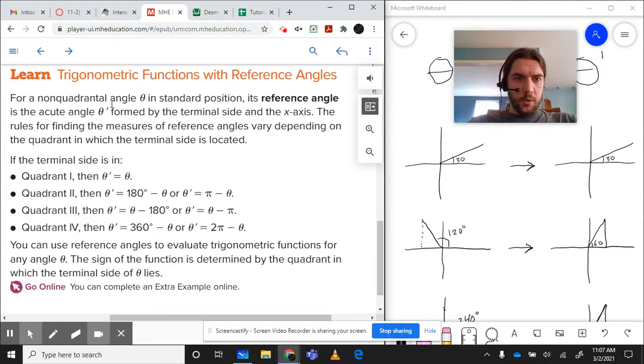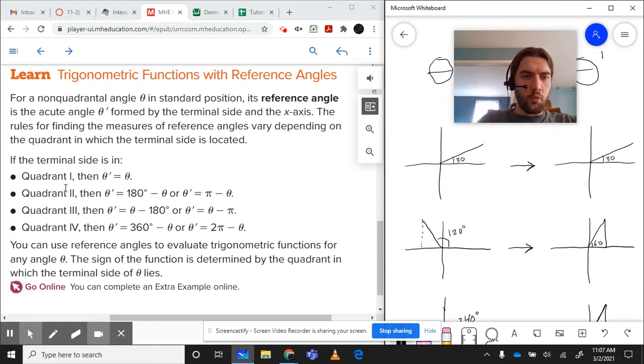They say for a non-quadrantal angle theta in standard position, its reference angle is the acute angle theta prime formed by the terminal side and the x-axis. Okay, so they're saying that the reference angle, for 120 for example, is the angle formed by the terminal side, that little hypotenuse guy there, and the x-axis. So here, this part would be your reference angle. Now we can see that that is going to be 60 degrees, right? This whole thing across would be 180. So that's 120 plus 60 to get there.